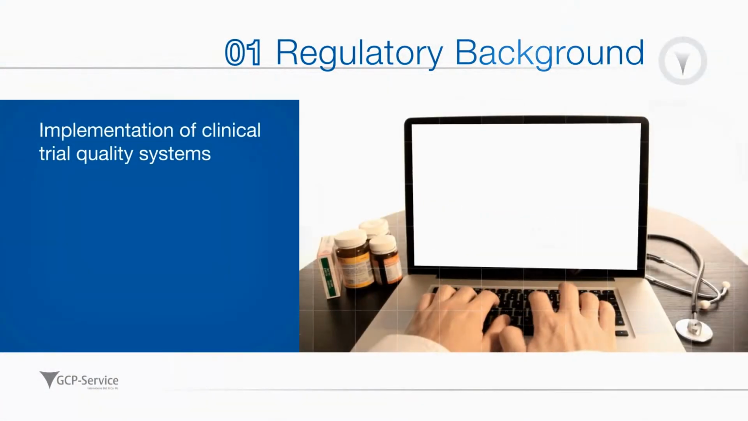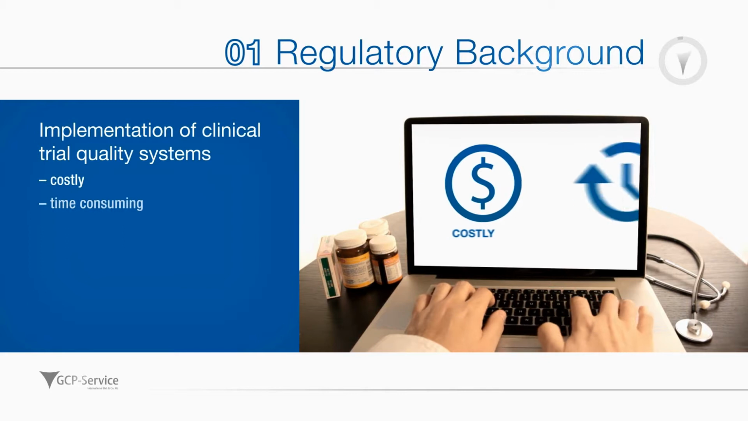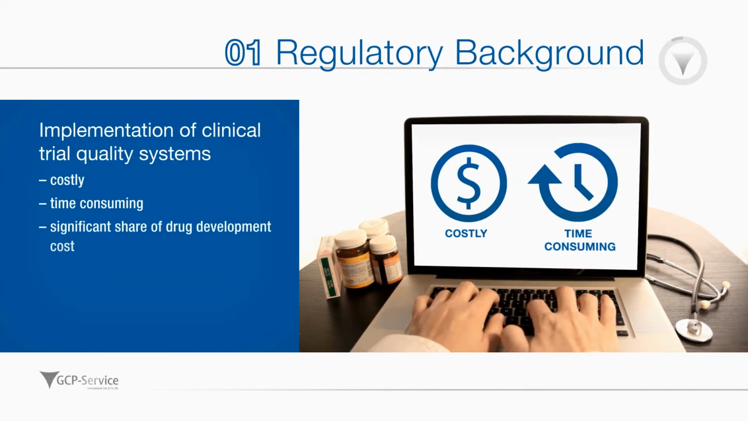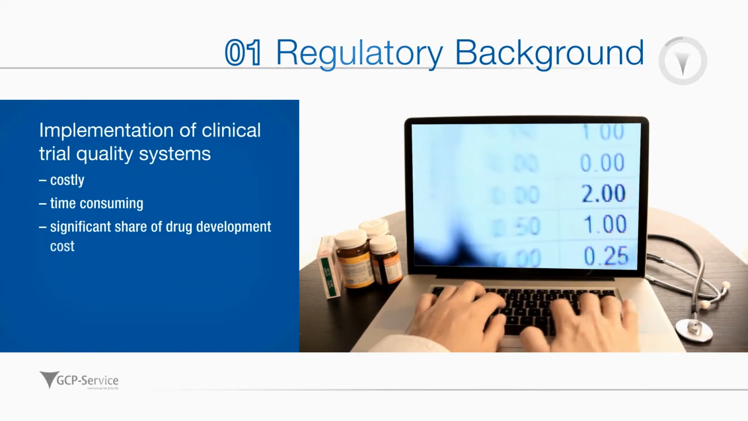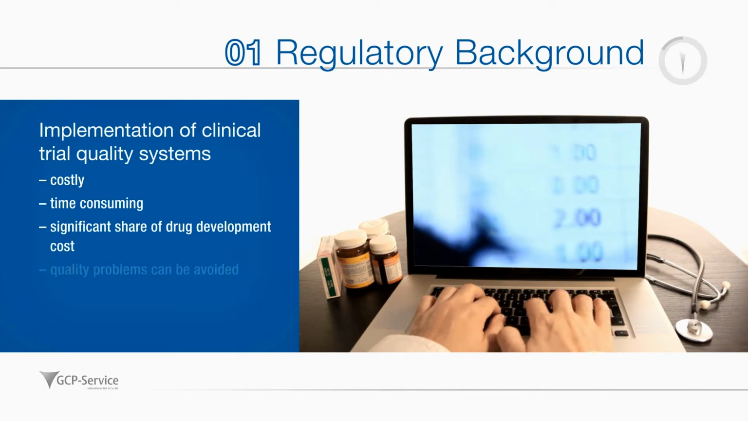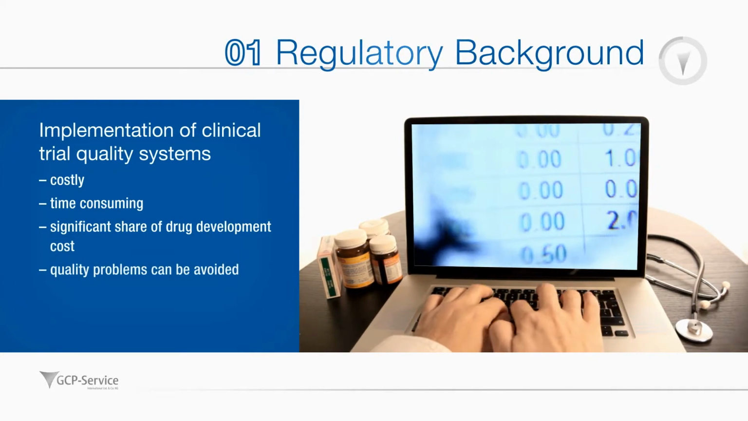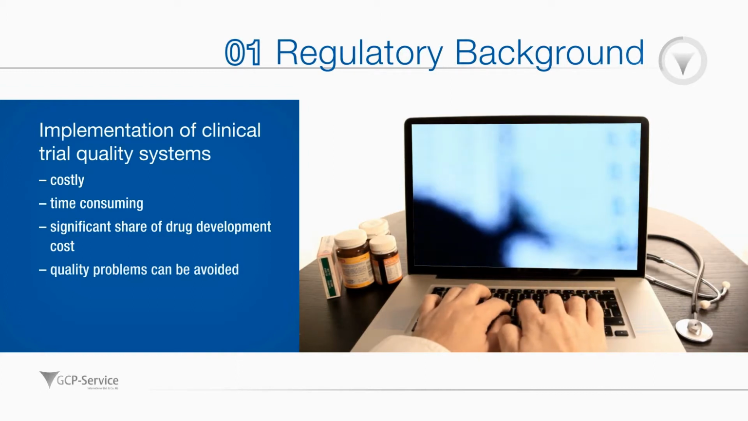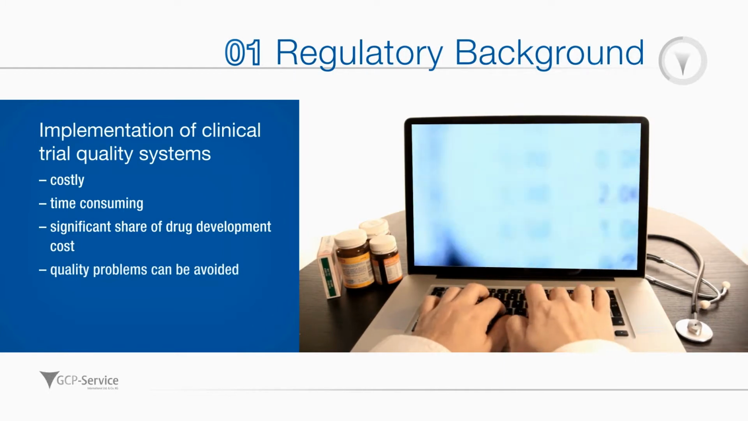The current manner in which most clinical trial quality systems are implemented by sponsors and their CROs is generally acknowledged to be costly and time-consuming, and constitutes a significant share of the cost of drug development. Implementing these systems often leads to achieving a good quality clinical trial. However, it is expensive and too many trials still remain in which avoidable quality problems arise, as evidenced by the nature and extent of findings identified by European and US GCP inspectors during inspections they carried out.